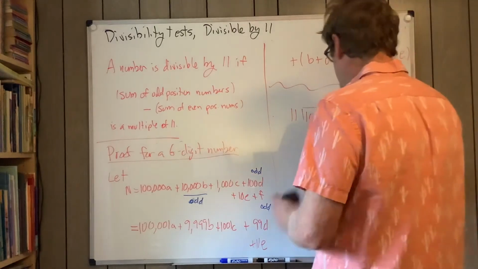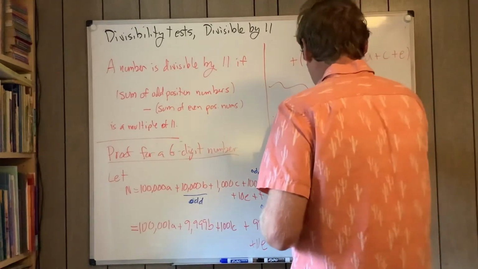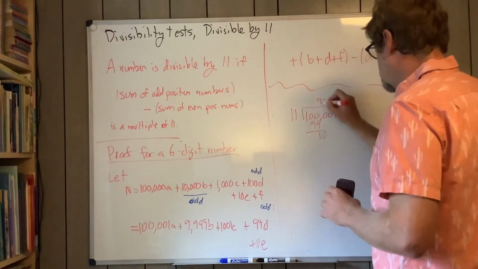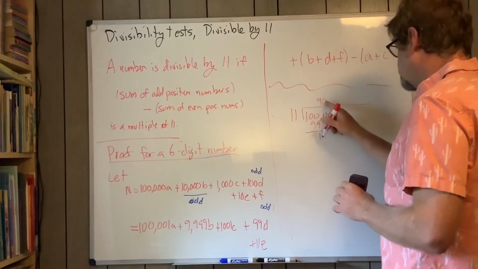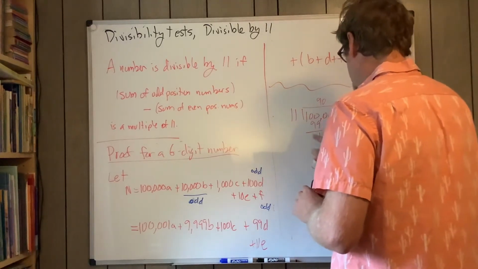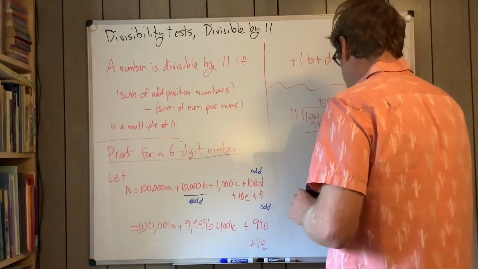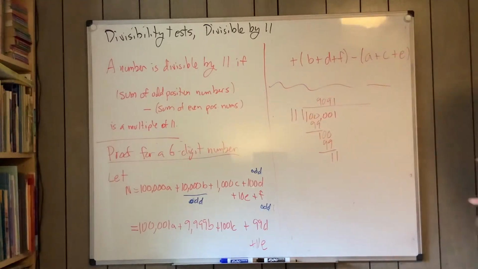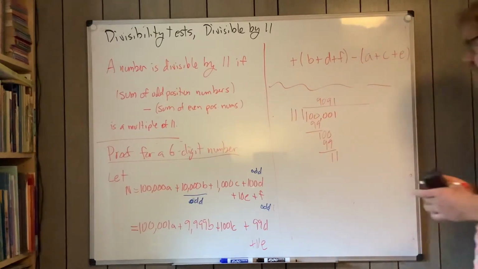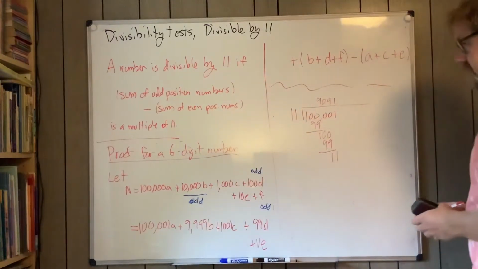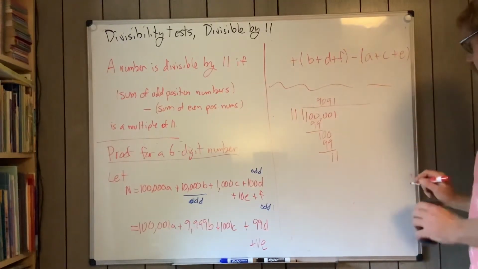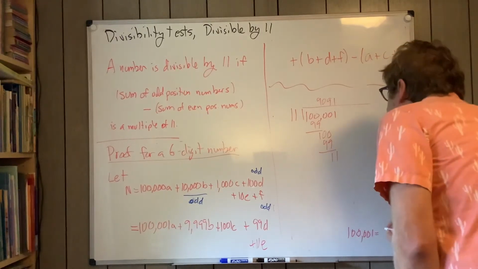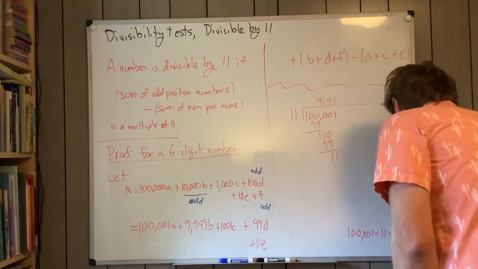So 11 doesn't go into 10, it goes into 109 times. Subtract, 1 left over. It doesn't go into 10, so I write that. Bring another 9 down. 99, 11, 1. Okay, so this is going to be 11 times 991. I'm going to write that down real quick. 11 times 9091.